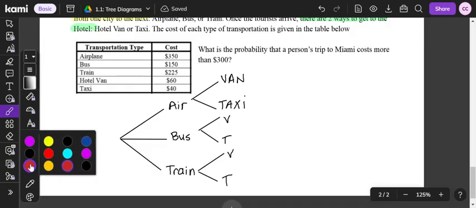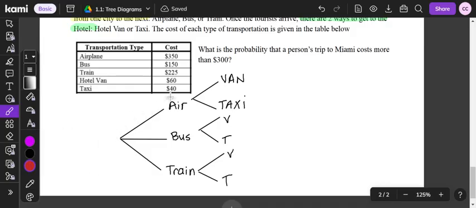Okay, great. So I know if I go the airplane route, this is $350. And if I take the bus, if I look at the table, this is $150. And if I take the train, this is $225. Okay, so that's first thing.